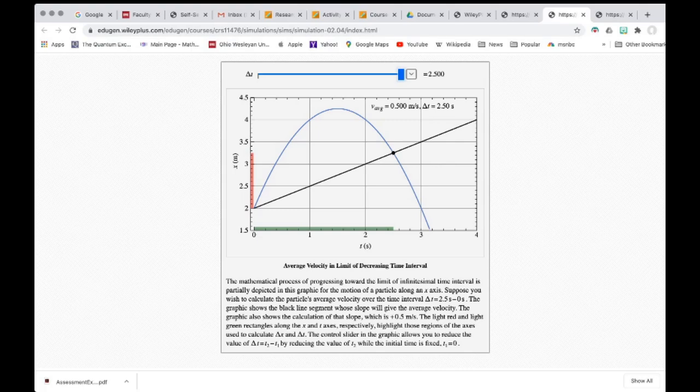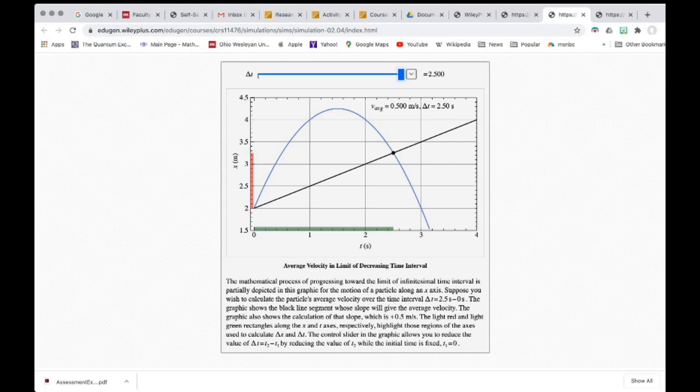It also demonstrates a graphical representation of average velocity for a time interval. Right now, the time interval is set at delta t equals 2.5 seconds. The time interval starts at t equals 0 and ends at t equals 2.5. And the delta t is represented by the green rectangle down along the time axis. That's the time interval, delta t.